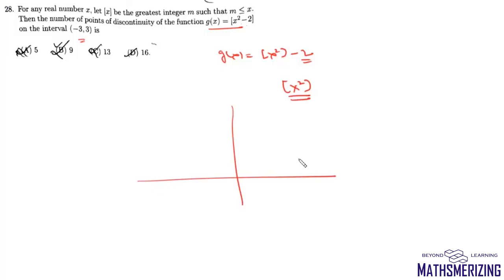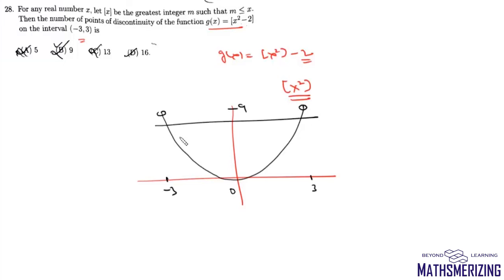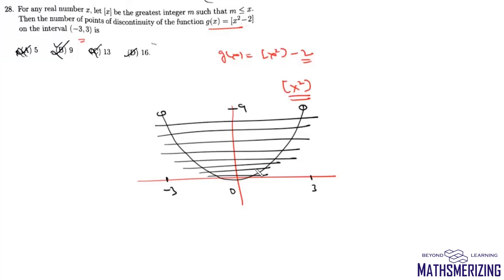So between minus 3 and plus 3, if we draw this graph, this is 0, this is minus 3 and this is plus 3, its value will be 9. Since minus 3 and plus 3 are not included, we don't have a problem with minus 3 and plus 3. Now we'll draw horizontal lines at 8, 7, 6, 5, 4, 3, 2 and 1. So we'll have 8 points of intersection on the left and 8 points of intersection on the right. So there'll be a total of 16 points of discontinuity, and that's your option number D.